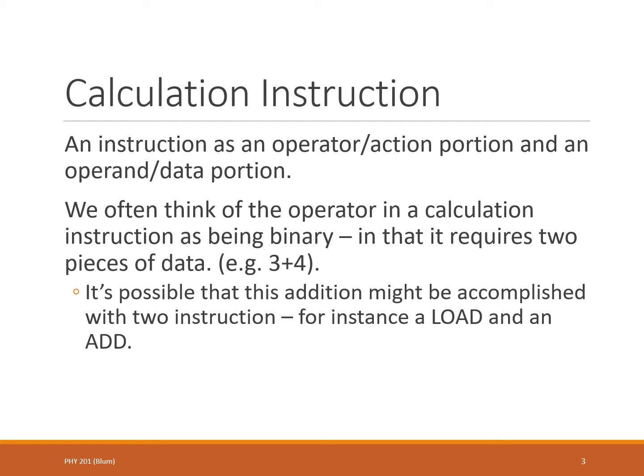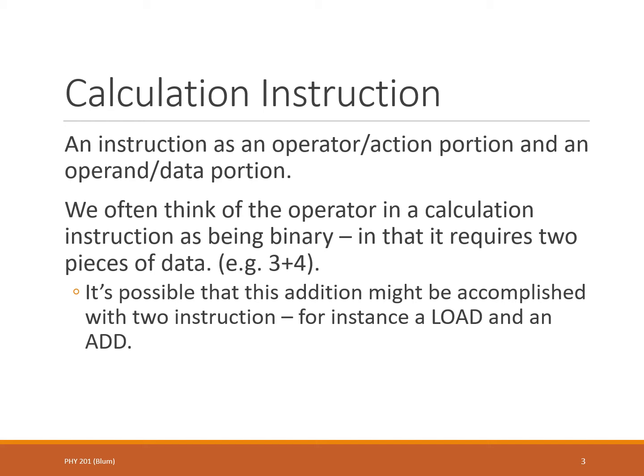So if we want to write a program that performs a calculation, then we've got to talk about a calculation instruction. An instruction in general has an operator or some action, and then it has an operand or some data portion. And so when we're thinking of calculations, we often think of the operator as being binary, that two pieces of data are required. For example, addition, 3 plus 4. So the operator is addition, that's the action, and then there are two pieces of data. And that's the level we're going to talk about it.